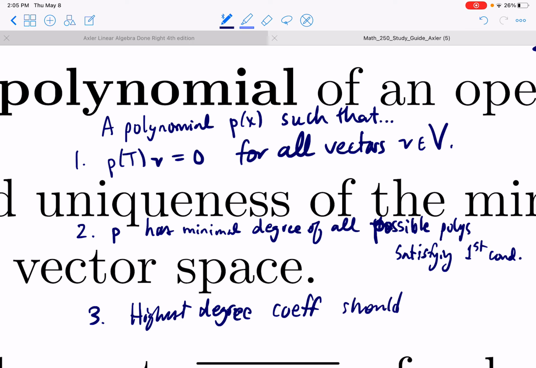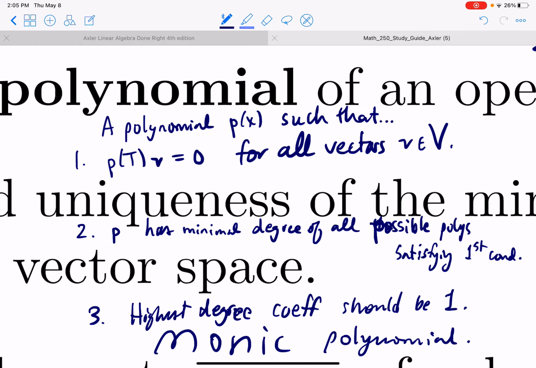And why do we do that? Just to say that the minimal polynomial is unique. Because if p of T v is equal to 0, then 5 times the polynomial p of x would also give another p of T v equals 0 for all vectors v. So we just say, okay, let's make it unique by making its coefficient 1. The word for that is monic. It's a monic polynomial.